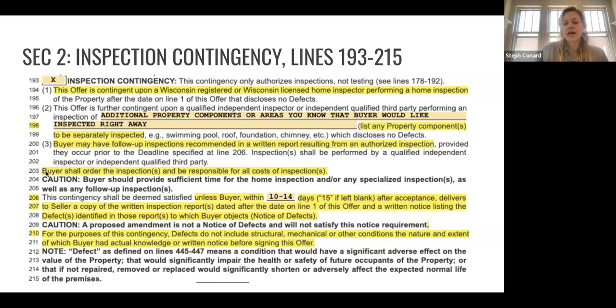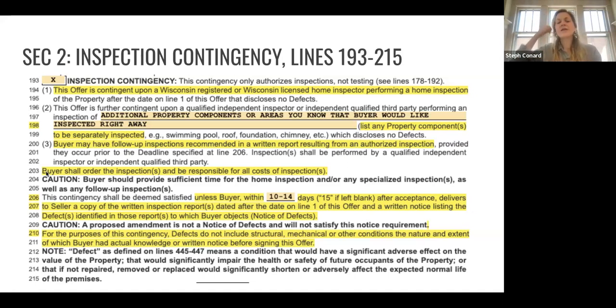You're going to use these lines when you're writing the offer. If you know, for example, let's say you're showing a home and you can see that the roof is compromised and buyer wants to have a roofer come out and look at that right away. You would list roof in these lines to allow the buyer to have that roof inspection happen right away. If you don't have anything in those lines, then you have to rely on the home inspection, the home inspector, to make the recommendation to have that follow-up roof inspection.